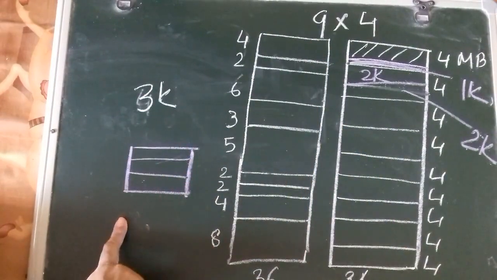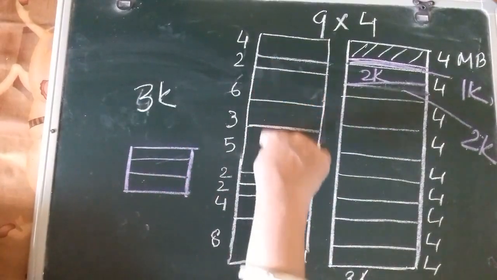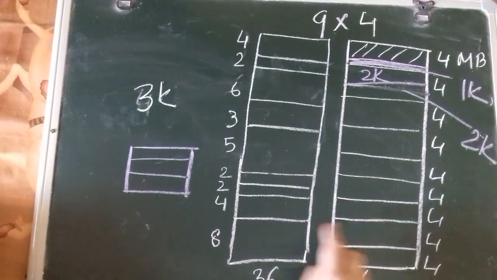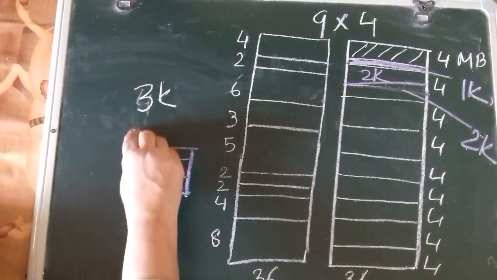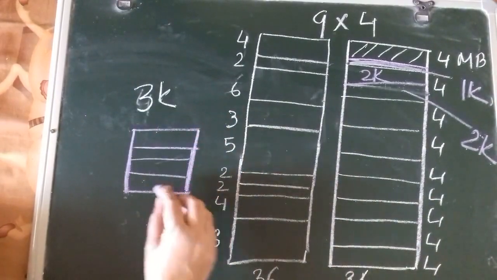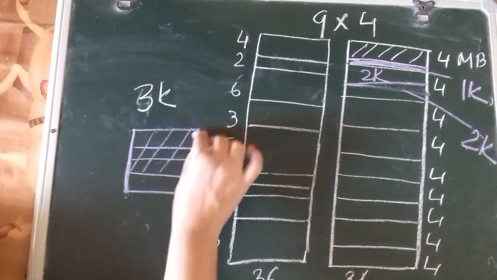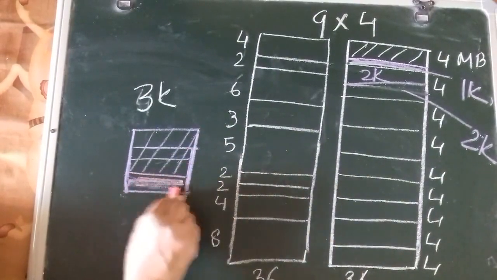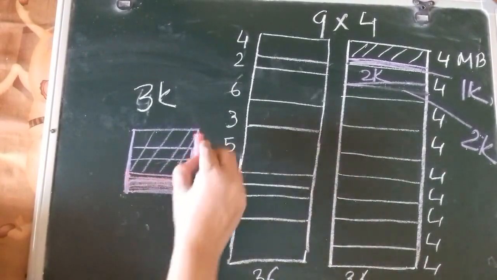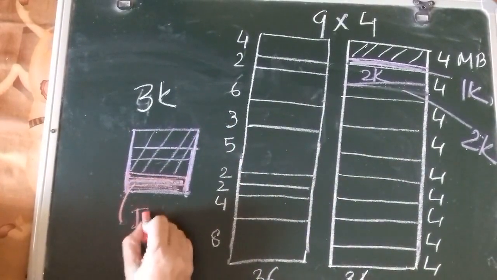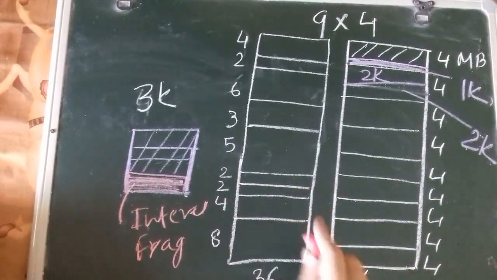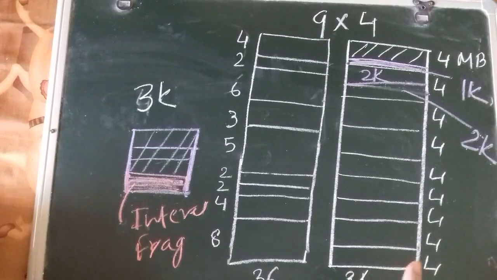So if my process size is 3K, I can fit it in these partitions, but the remaining ones will not fit it. And when my available partition is 4K, after accommodating the 3K process, the extra space generated inside the partition is treated as internal fragmentation. So you have understood what internal fragmentation is.